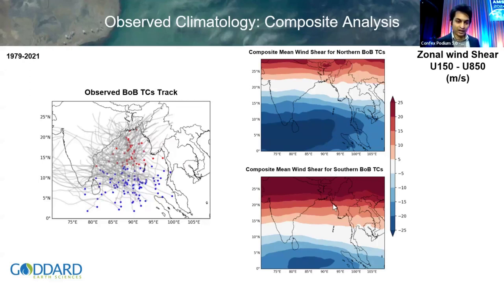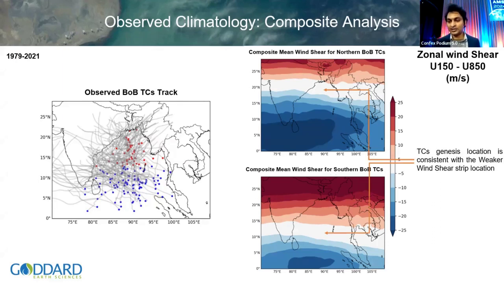As you can see, when we have a tropical cyclone in the northern Bay of Bengal, the weaker wind shear strip shifts to the northern part, but for the southern Bay of Bengal, it shifts to the southern part. This basically indicates that the tropical cyclone genesis location is consistent with the weaker wind shear strip location. So wherever we have a weaker wind shear strip, tropical cyclones tend to be generated in that region. Again, this is not season specific, but wherever the tropical cyclones are, that's where the weaker wind shear tends to be.